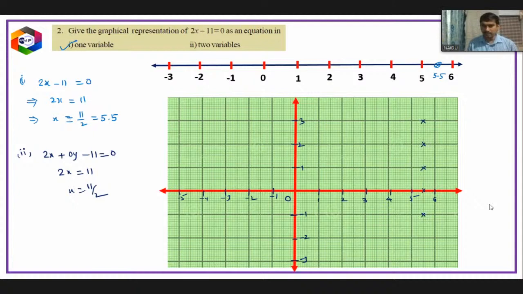And next, these are all the points satisfying the given condition in two variables. If you observe in the Cartesian plane and join all of them, it will be a straight line passing through all these points, and the equation of this straight line is x equals 11 by 2. So x equal to 11 by 2 is the straight line parallel to the y-axis, and 11 by 2 units from the y-axis, or 11 by 2 units along the x direction.